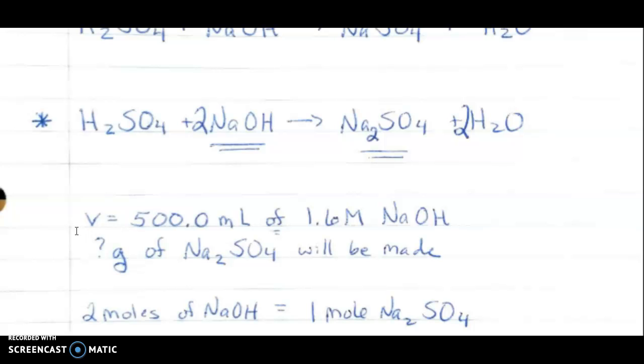And so here I've written down what we have. We have 500 milliliters of a 1.6 molar solution of sodium hydroxide. What I want to know is how many grams of sodium sulfate will that make, right? And the other information that we can take away from this equation is that for every 2 moles, remember these coefficients relate moles of the compounds and give us a ratio for all the other compounds in the equation. So in this case, we have 2 moles of sodium hydroxide. We will make 1 mole of sodium sulfate. So this is the given information.